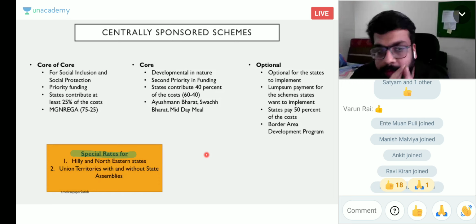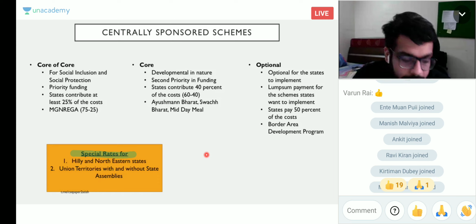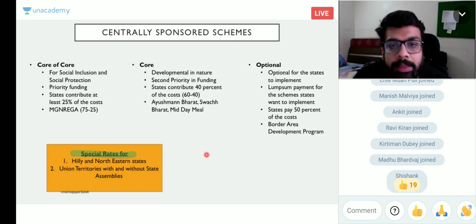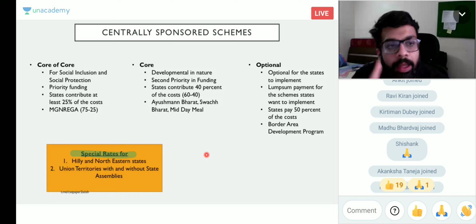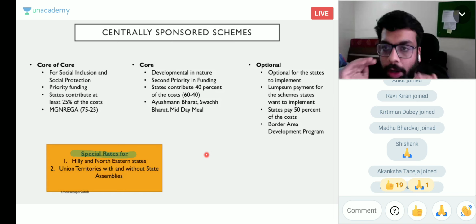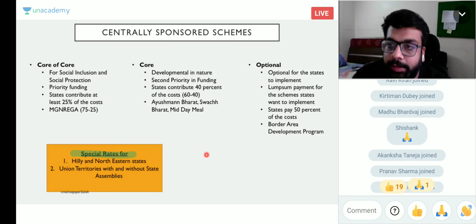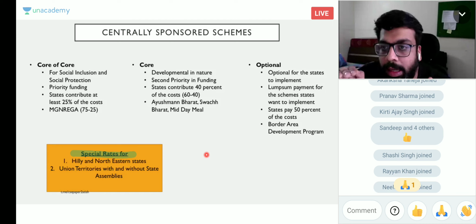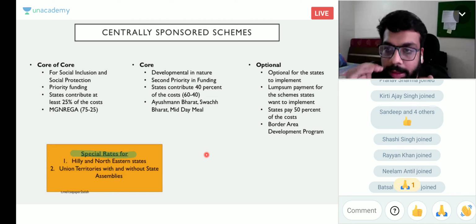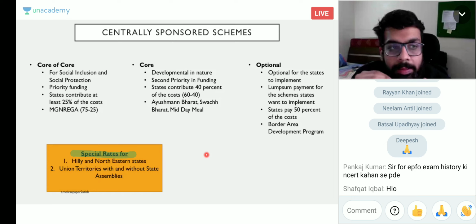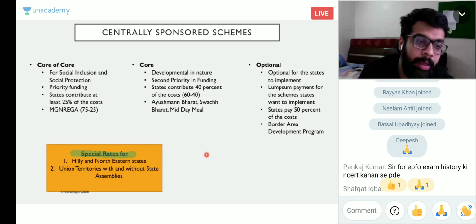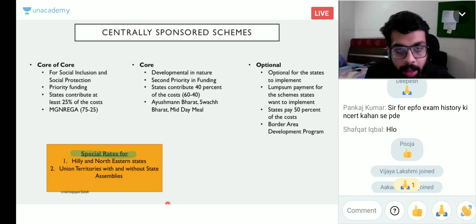So let's sum it up. Three kinds of schemes. First, core of core. Second, core. And third, optional. Core of core, top priority. Before money is given to any other ministry in the consolidated fund, the ministries have to first spend the money on core of core, then core, and then optional. Are we clear on this? When we look at core of core, these are top priority, then core, and then optional. From here, we now move to the next part.